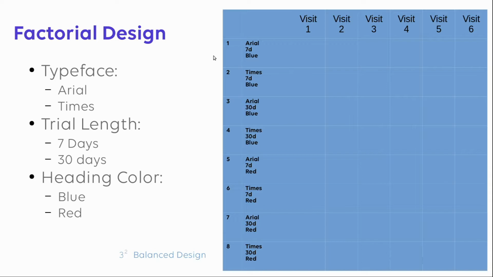Check out this factorial design from a web developer who is trying to assess the effect of typeface, trial length, and heading color on site visitors. Here, 8 carefully constructed groups match each level of typeface with trial length and heading color. Now, all that is left for the experimenter is to randomize the next 48 visitors to one of these 8 groups. Analysis then studies the effect of each of the 3 factors, as well as the interactions between the 3.